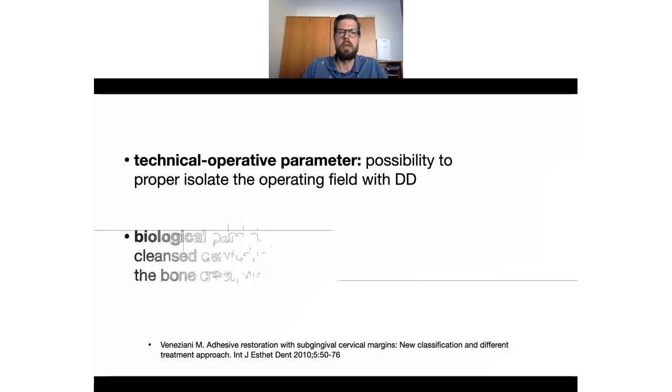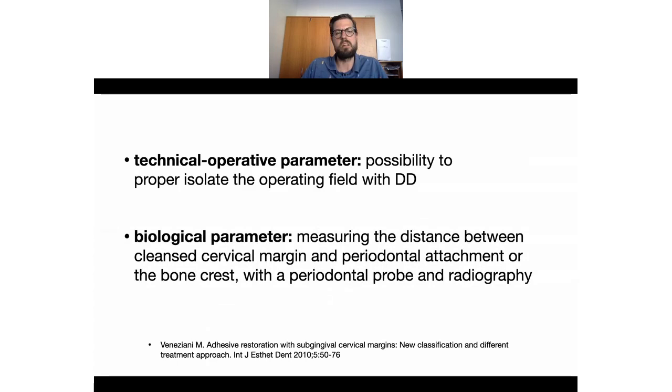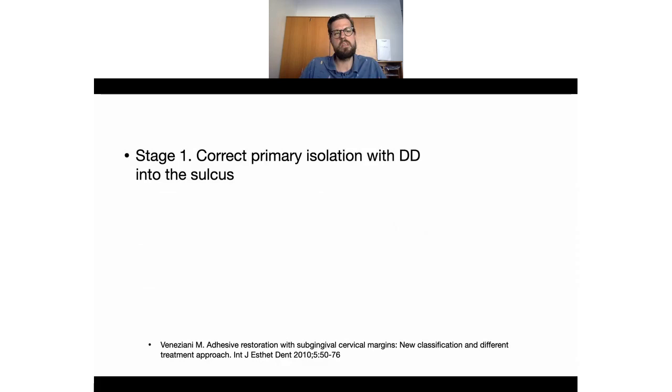So we are measuring the distance from the cleansed cervical margin. We clean it from the decay, and we take a periodontal probe. I recommend that you take a probe not where the distances are like 3.5 and 5.5, but where every millimeter there is a mark, and we can measure it. So we will measure from the cervical margin to the bone crest, and we can also check it with the X-ray. And the other thing is the clinical situation, as I said before.